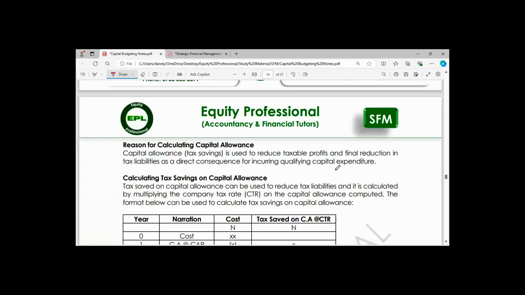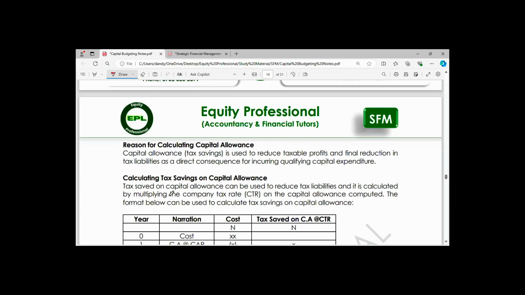I've already told you the reasons for calculating capital allowance. The essence of capital allowance is to reduce taxable profits and, in effect, reduce tax liability, as a direct consequence of incurring qualifying capital expenditure. So that's that.